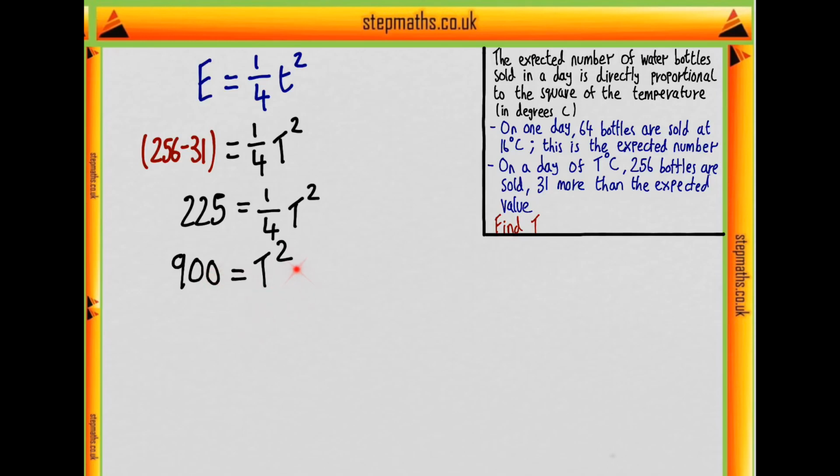And we want to take the square root here, which for most numbers would be pretty awful, but you notice that 900 is 30 squared, because 3 squared is 9, so 30 squared will be 900, and so T must equal 30. That matches option C, and so our answer is C.